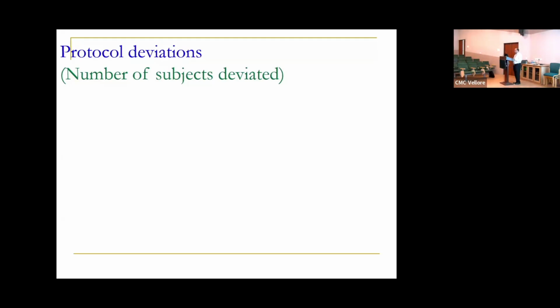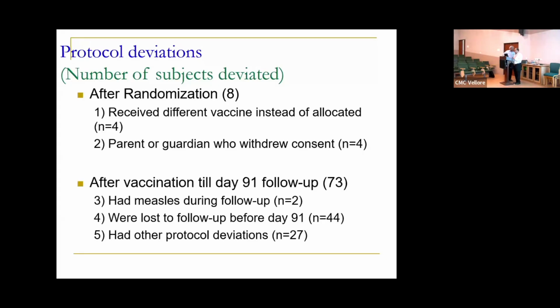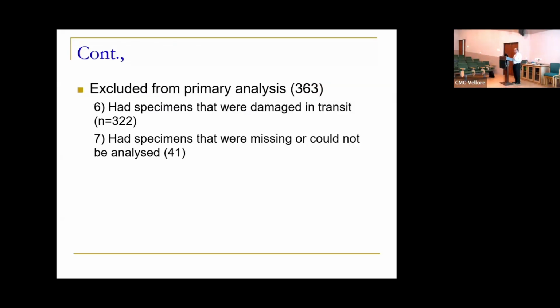So this is 44 lost to last follow-up, and 2 had measles during this follow-up and so on. These are all the numbers. Though we wanted to honor the principles of randomization, still there are genuine reasons why we should exclude them. We should not include them in the analysis. So that is called modified intention to treat analysis.